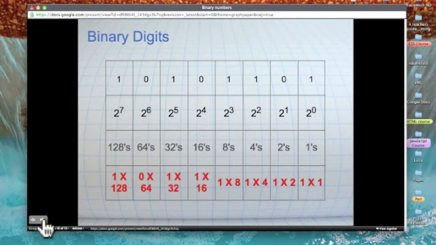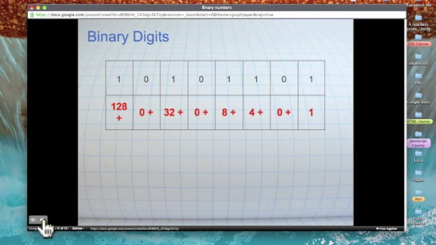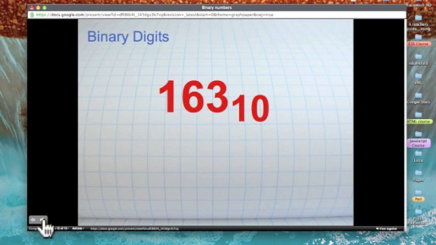So, all I have to do now is add them up. 128 plus 32 plus 8 plus 4 plus 1. That's my number converted from binary to decimal, or from base 2 to base 10. And it's the number 163 in base 10. Now, notice the way I'm representing the number here. The 10 is subscripted, representing the base of the number.